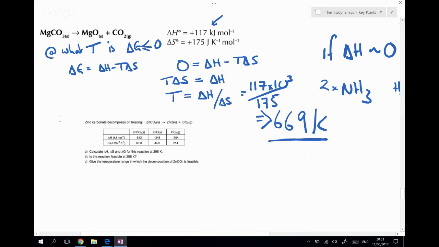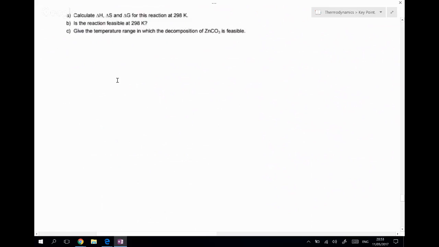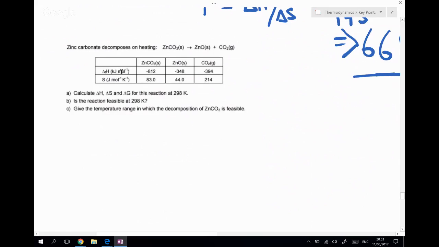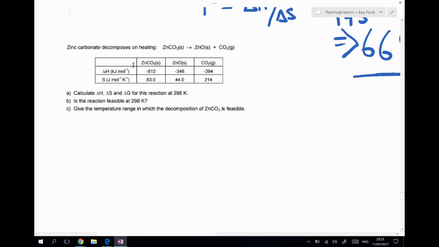We'll have a look at another example here, zinc carbonate, the thermal decomposition. And we've got some more data, so we've got to do a bit more work for this question. I'll make this a bit bigger so we can all see it okay. Oh, there we go. Zinc carbonate decomposes on heating, and we've got some data. Calculate delta H, calculate delta S, and calculate delta G for this reaction at 298 Kelvin.